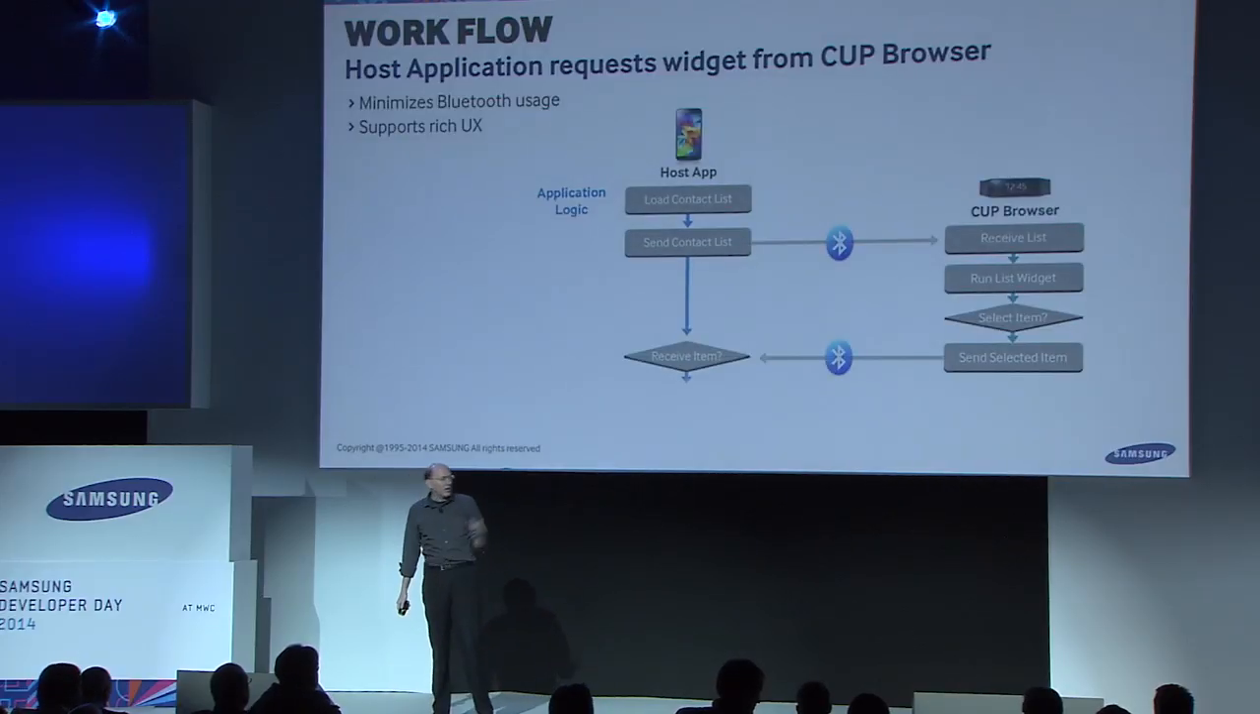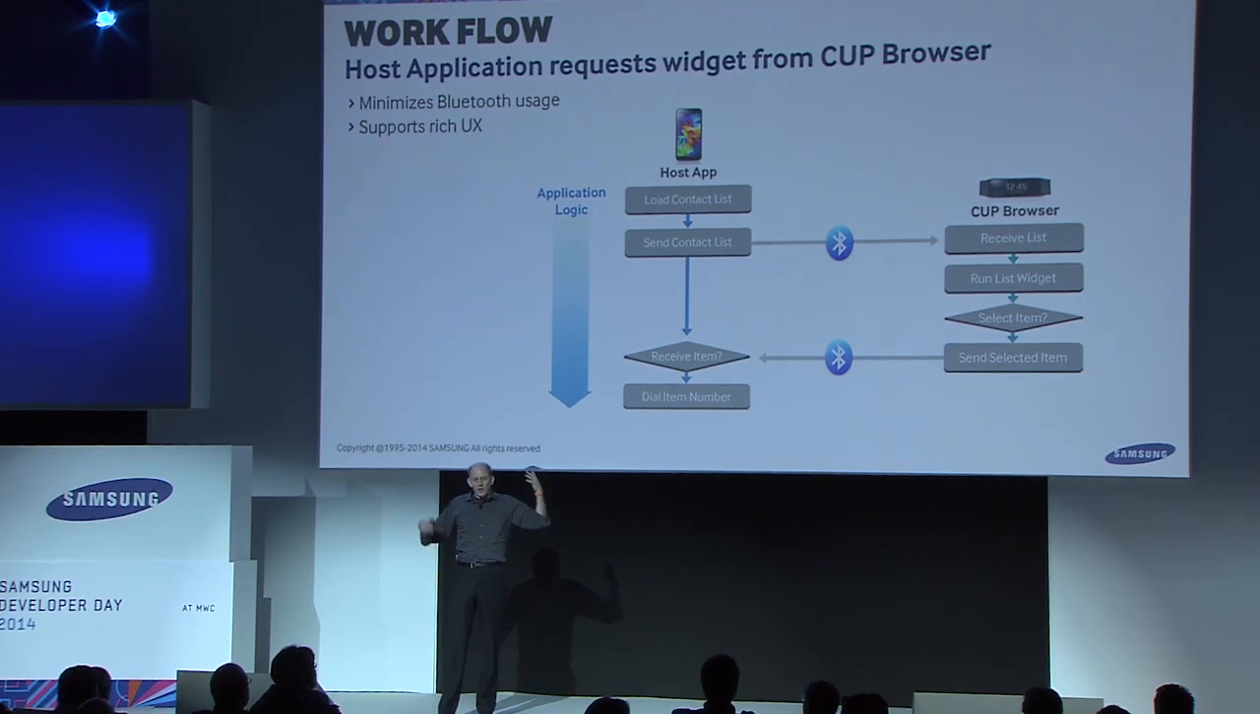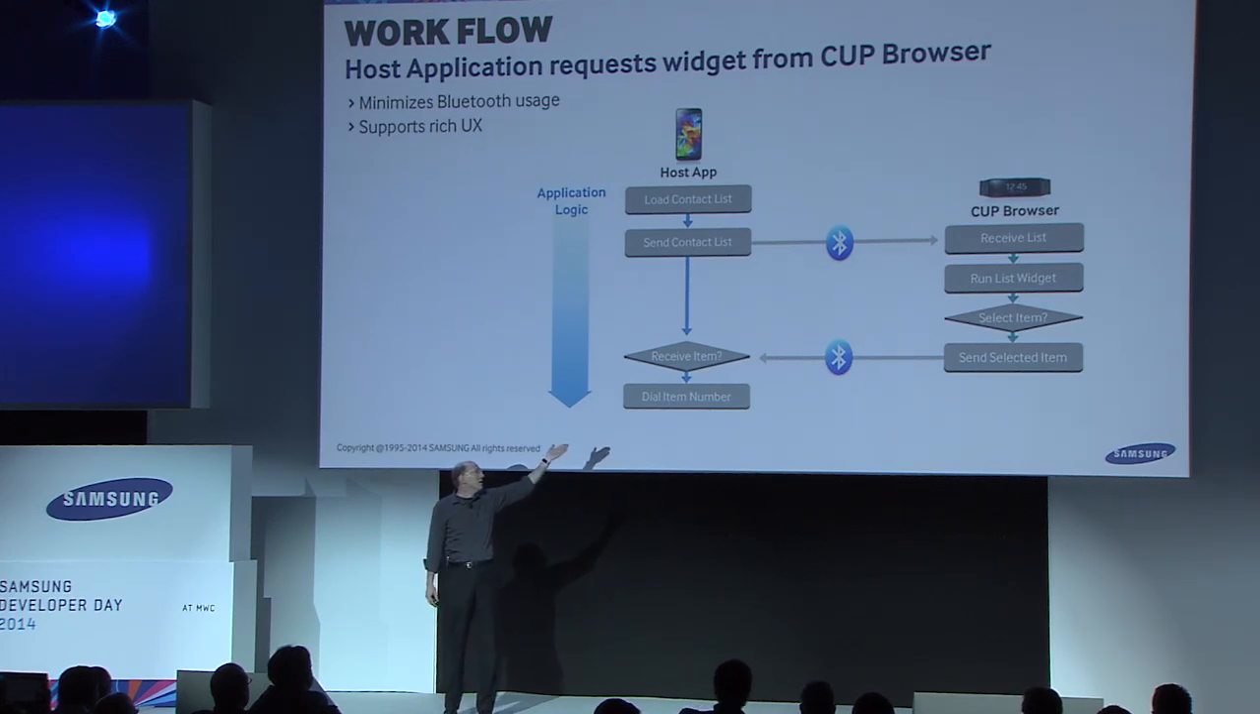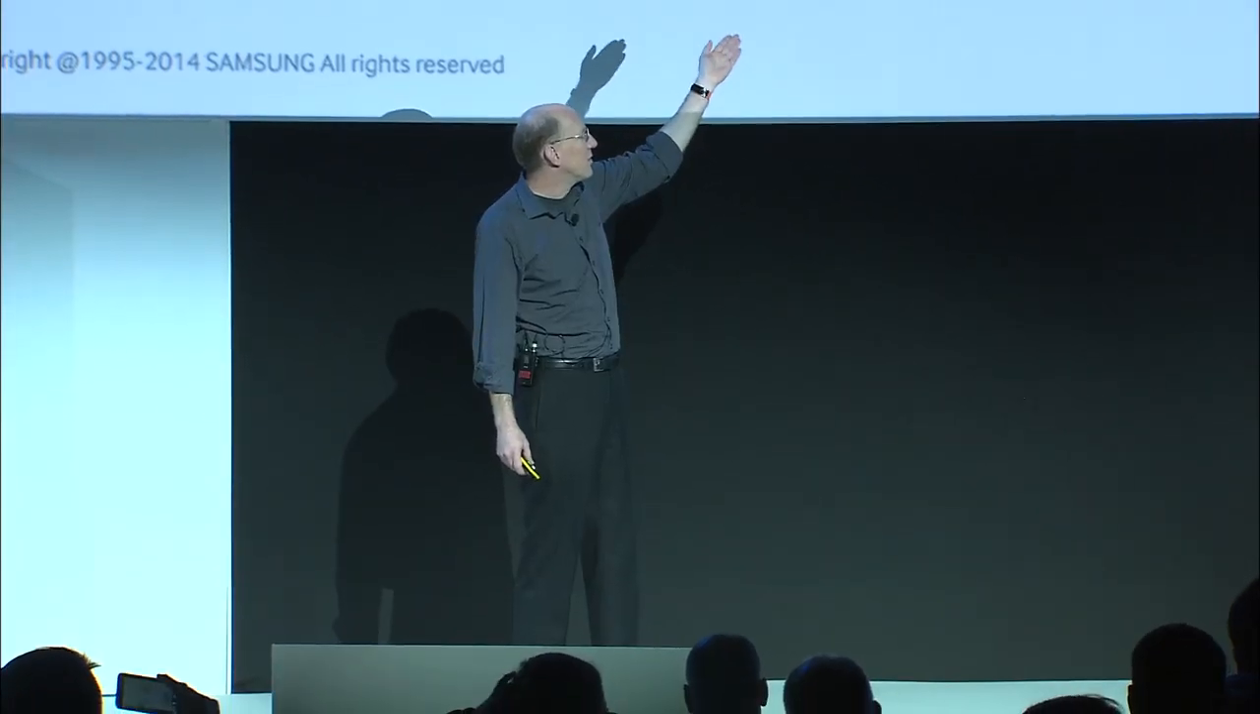Now, this gives an idea, again, with the architecture that I showed you, of what your workflow is typically going to be. You have your host application that must be there to actually drive the application on the Fit. So this is an example where you want to pick from a contact list of somebody that you want to call. The first thing you do on the host application is load your contact list. And then you push that contact list over to the Fit device.